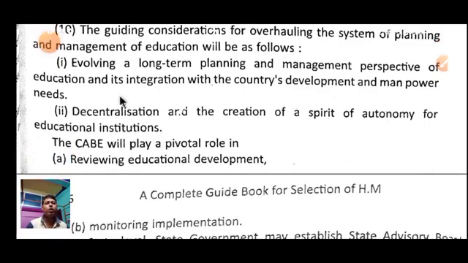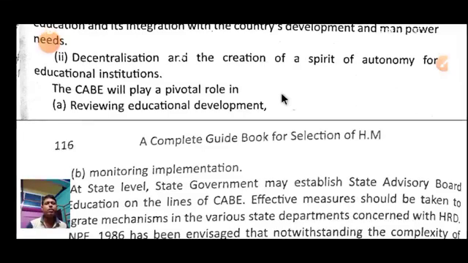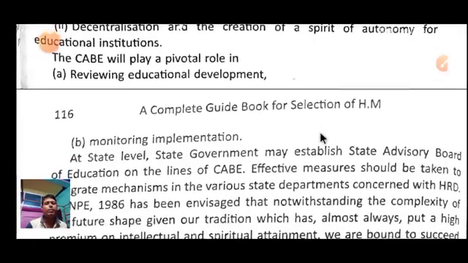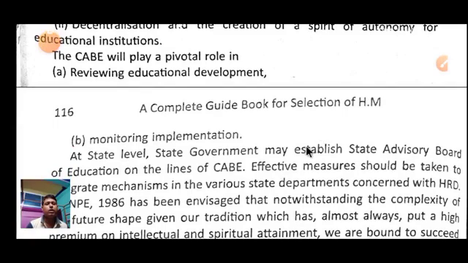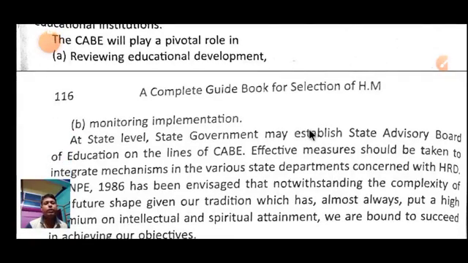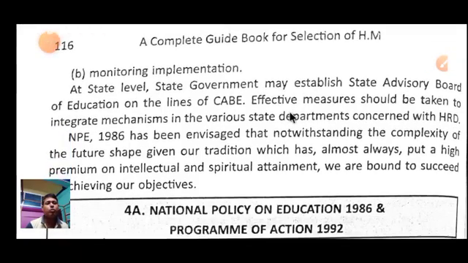Number 1, evolving a long-term planning and management perspective of education and its integration with the country's development and manpower needs. Number 2, decentralization and the creation of a spirit of autonomy for educational institutions. The CABE will play a pivotal role in, number 1, reviewing educational development, number 2, monitoring implementation.